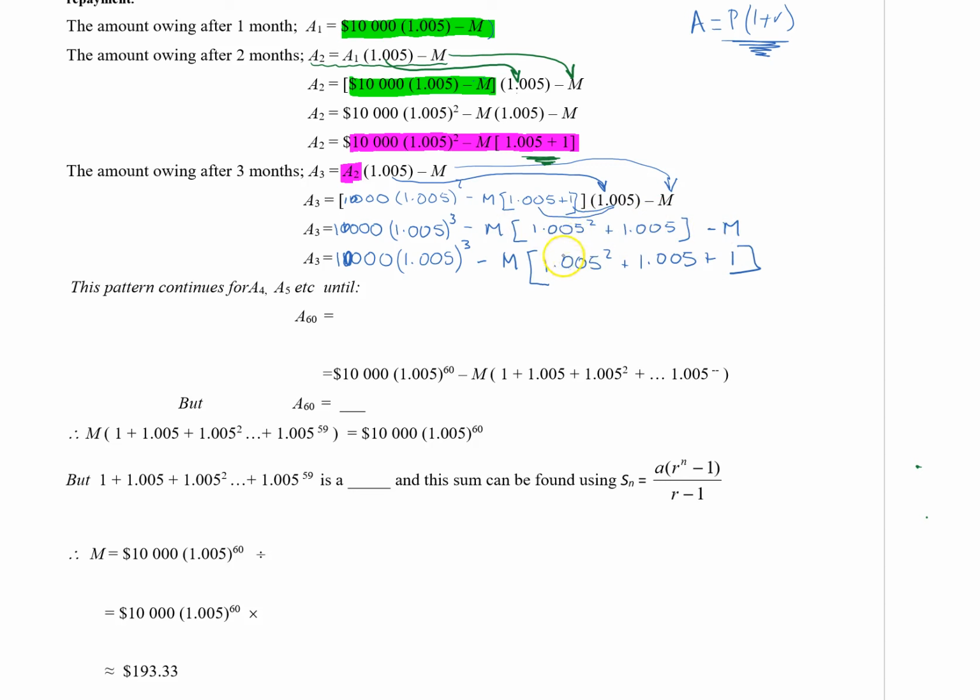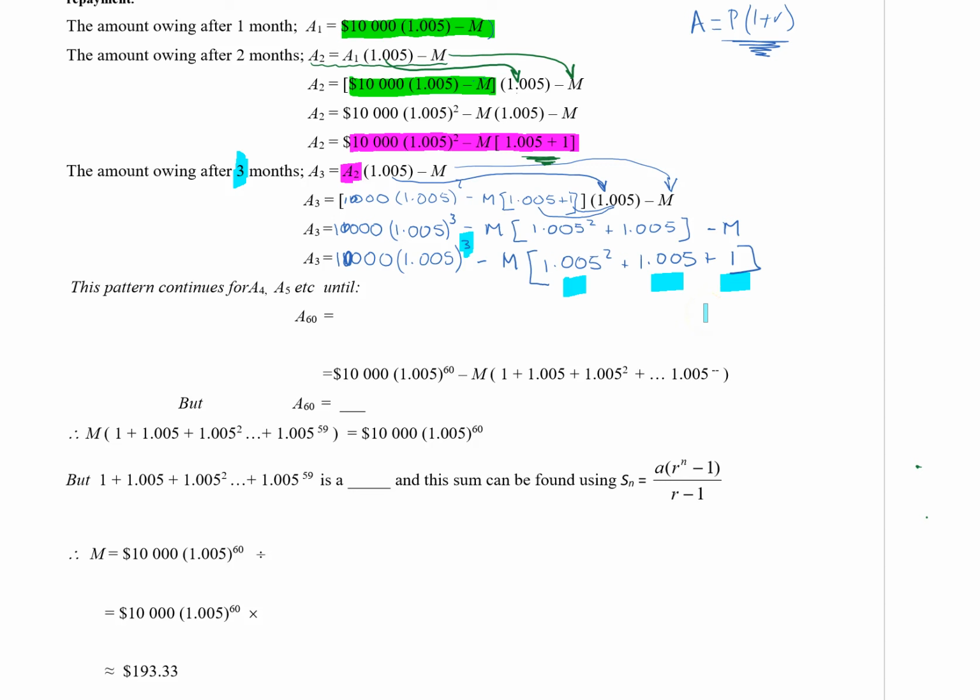Taking the m out, you can see I've got this 1.005 squared plus 1.005 plus 1, plus because I've taken minus m out, and 1. Now at this stage it's a good idea to stop and see if you can see any pattern forming. The things I would draw your attention to are 3 months and a 3 sitting here, and the fact that we've got 3 terms here.